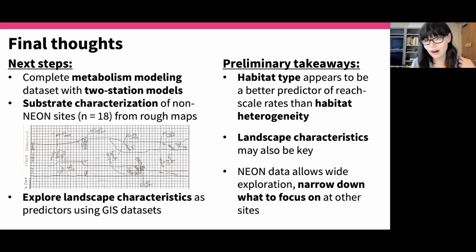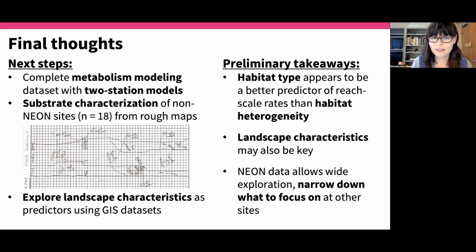And then we're going to compare the sites that are NEON sites, the maps we collected, to the real NEON data to see how accurate it is. If it's okay, what we're going to do is then use the data we have from our rough maps to scale up our chamber measurements to stream reach measurements at all of the 30 sites in the study. So then we'll have much more data points, which will be great. Also, I'm interested in exploring more landscape characteristics as possible predictors using some GIS data sets that we just assembled, so that should be good.